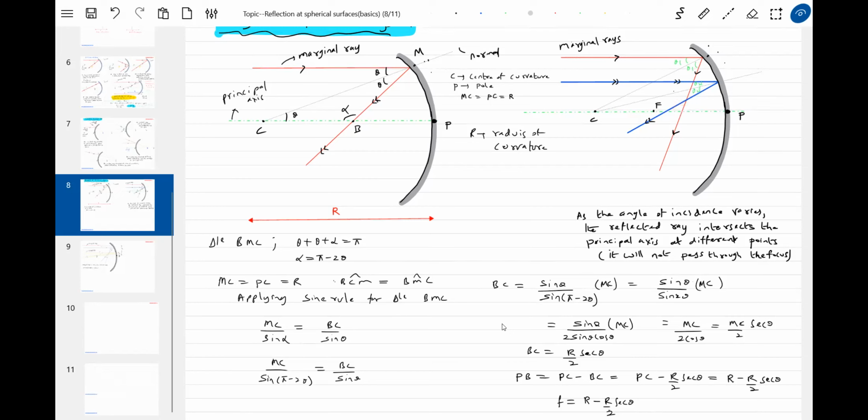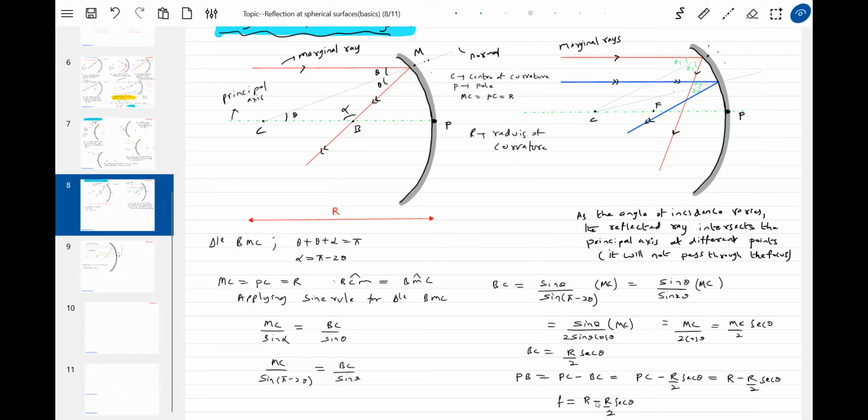If theta is very small, then secant theta becomes 1, and F becomes R by 2. Then it becomes a paraxial ray. But for marginal rays, the different rays will intersect the principal axis at different points. Therefore, for marginal rays, the focus is undefined. Only for paraxial rays is it defined. As the angle of incidence varies, the reflected rays intersect the principal axis at different points. They will not pass through the focus. The focus is not defined here.